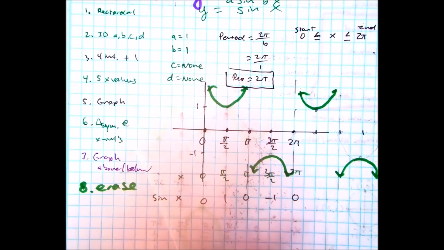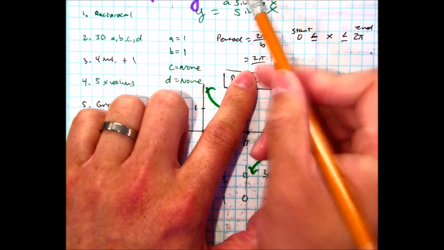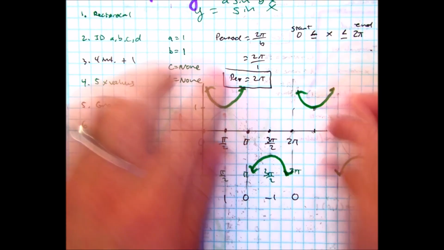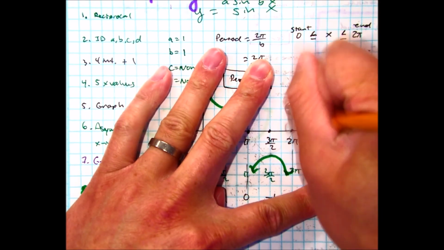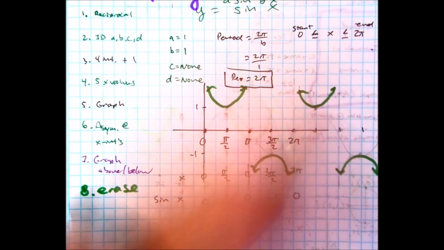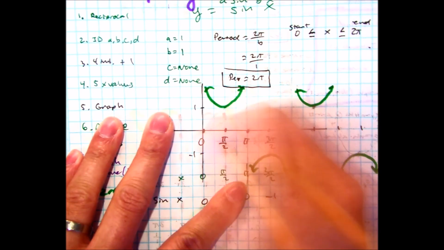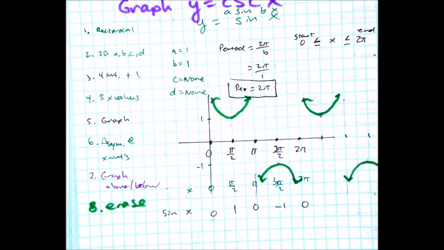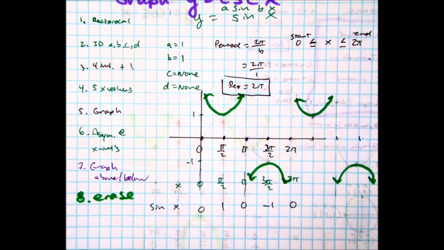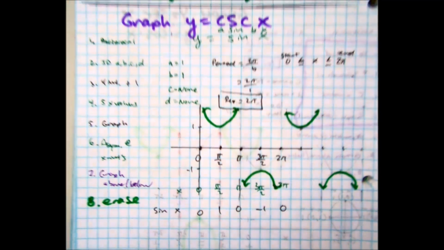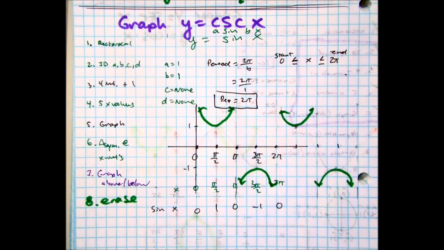Someone asked, do I have to graph the reciprocal sine? Do I have to graph that? No. But it does kind of help you know where to graph, doesn't it? Yeah. It gives you a nice guideline so you can erase. So here we graph y equals cosecant of x.